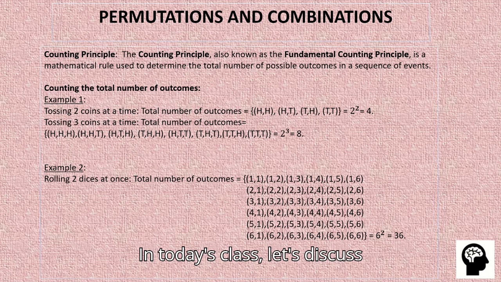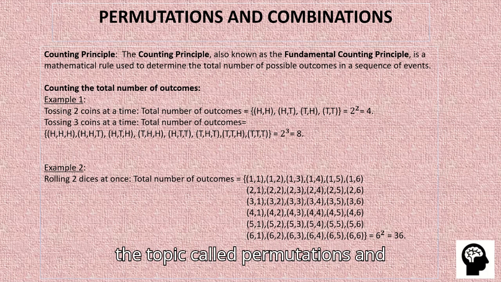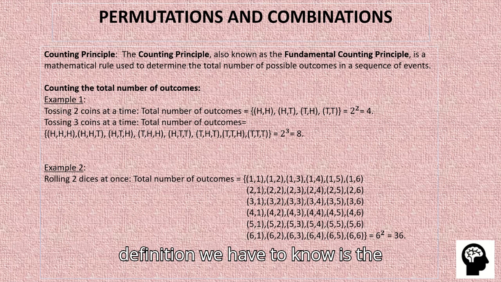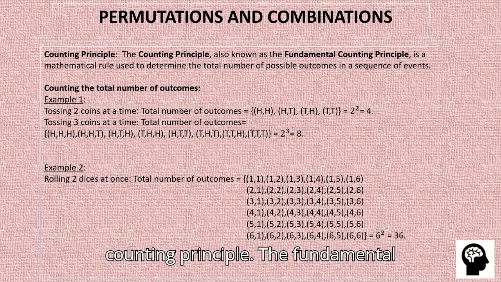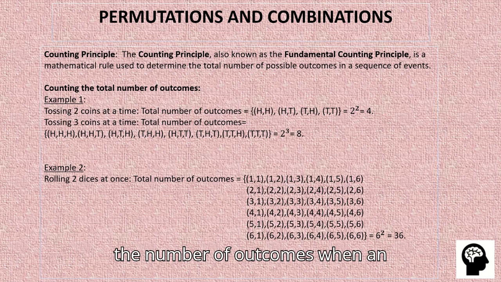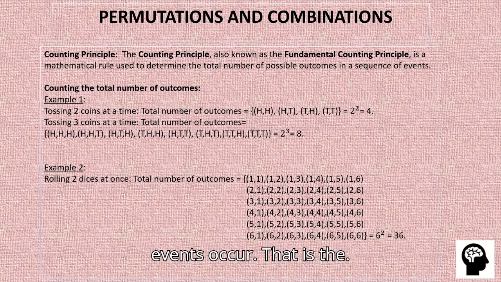In today's class, let's discuss the topic called permutations and combinations. The first definition we have to know is the counting principle. The fundamental counting principle is used to count the number of outcomes when an event occurs or a sequence of events occur. That is the purpose of the fundamental counting principle.